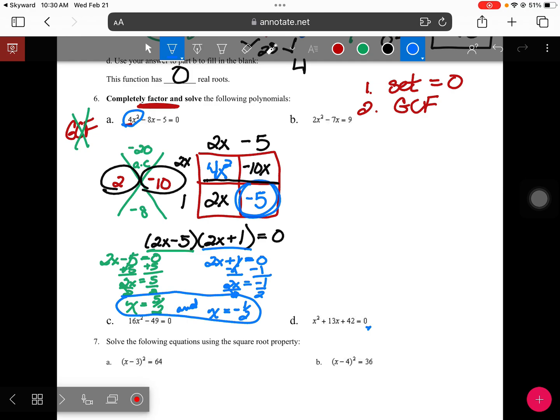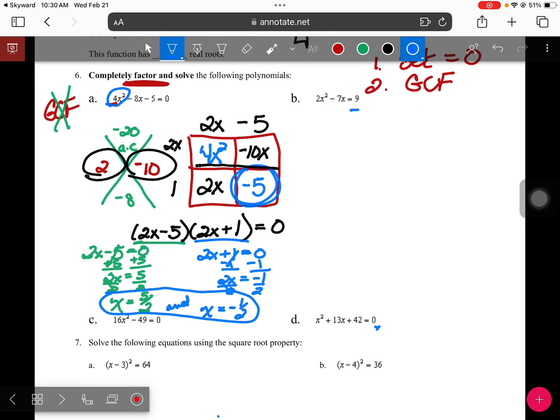I'm going to skip B, but talk to me about B. What would I do first with B? Subtract 9. Subtract 9. 9's cancel out, so I get 2x squared minus 7x minus 9 equals 0. And I need to solve by factoring. So I would check for a GCF, which I don't see, and then you would factor.